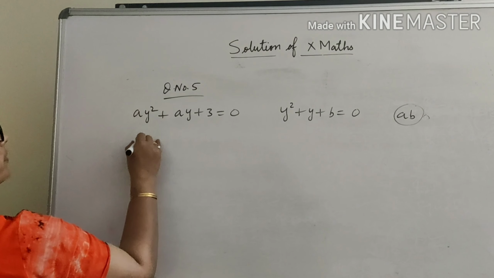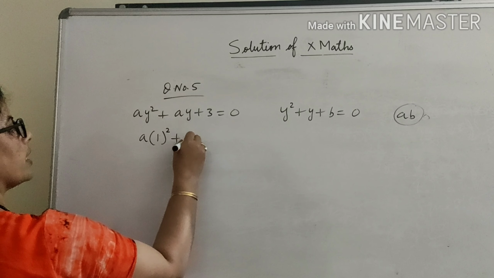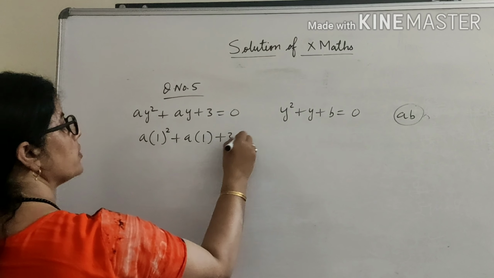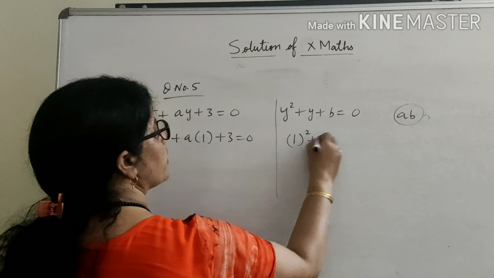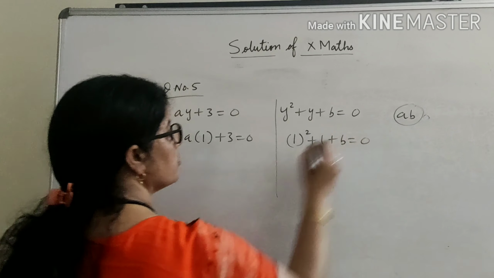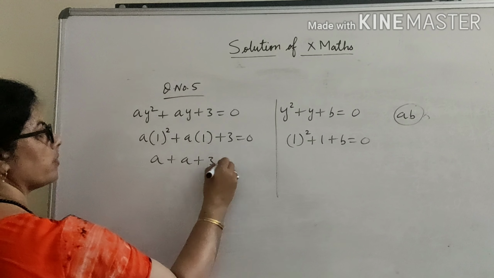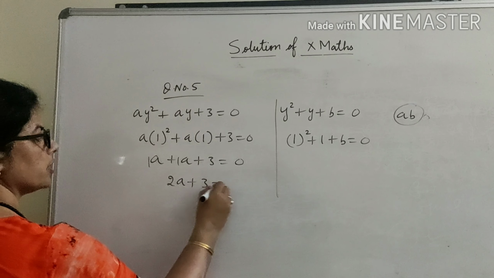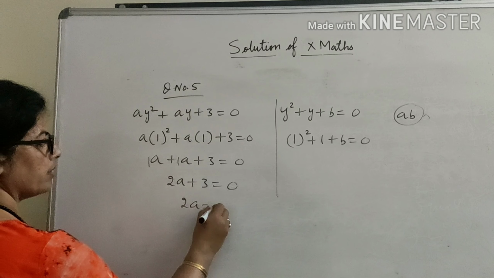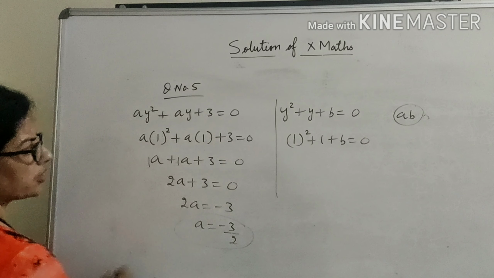As 1 is the root of the equation, in place of the variable we can write 1. So a into 1 plus 3 equal to 0, and here also 1 square plus 1 plus b equal to 0. Here a plus 3 equal to 0, a plus a, that is 2a plus 3 equal to 0. Plus 3 will become minus 3, so a is equal to minus 3 by 2.